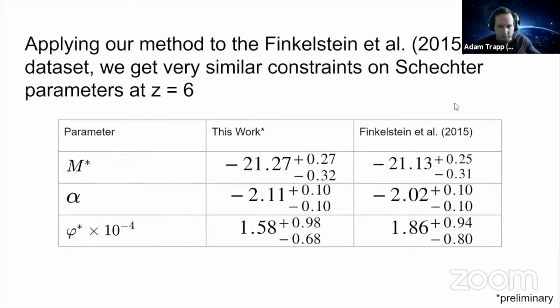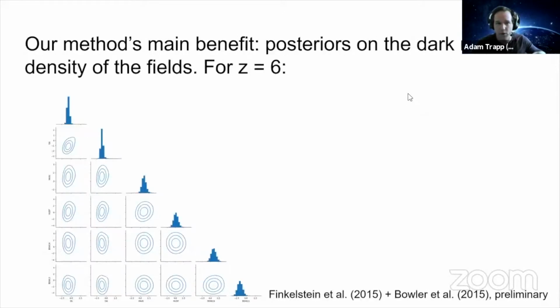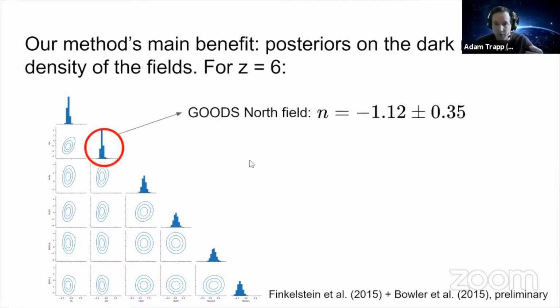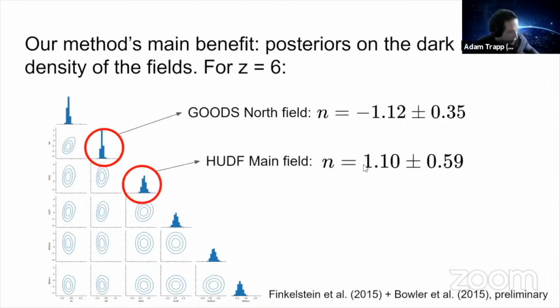So why am I giving this talk about this new framework if we get the same answer? Well, our method's main benefit is we get the posteriors on the dark matter densities of all the fields, right? So this is the posterior space. For example, the GOODS North field, using our posteriors, they say that the GOODS North field is about 1 bias factor underdense, and the Hubble Ultra Deep Field is about 1 bias factor overdense.